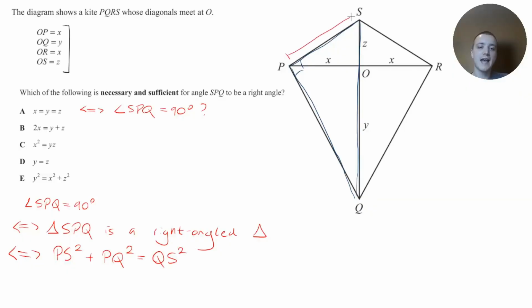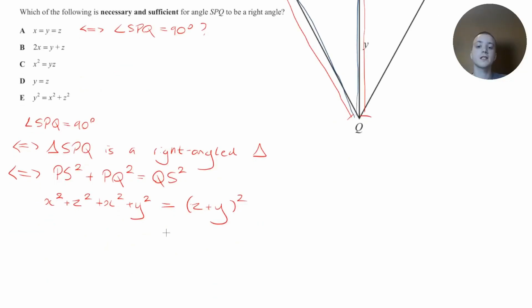So for example, PS squared by Pythagoras' theorem is just going to be x squared plus z squared. And PQ squared, similarly, is going to be x squared plus y squared. Finally, SQ is this length over here. We can see that that's z plus y. So we have z plus y squared. Now we can try expanding this out. So over here, we're going to get z squared plus y squared plus 2yz.